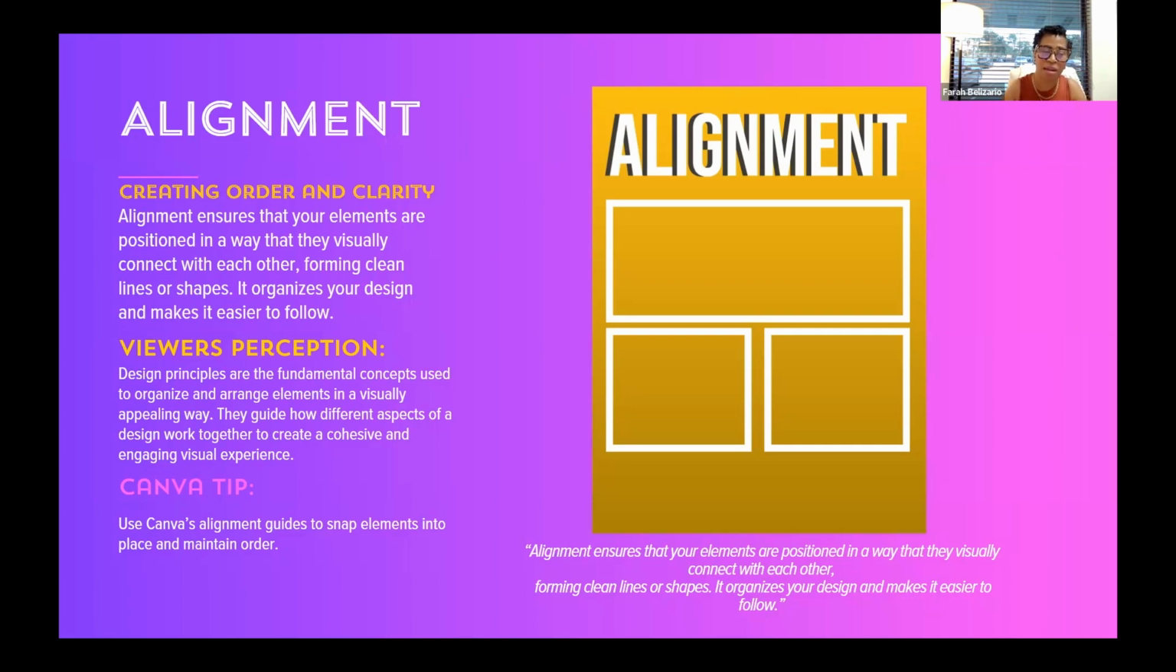So for viewers' perceptions, the design principles for alignment are fundamental concepts used to organize and arrange elements. They guide how different aspects of a design work together to create a cohesive and engaging visual experience. A Canva tip for alignment specifically: Canva gives you really cool guidelines. Solid guidelines will give you alignment for horizontal and vertical alignment, dead center across or up and down. Dotted line guidelines will give you alignment in relation to other elements on the canvas. I will show you a little bit more about that when we actually jump into Canva a little later on.